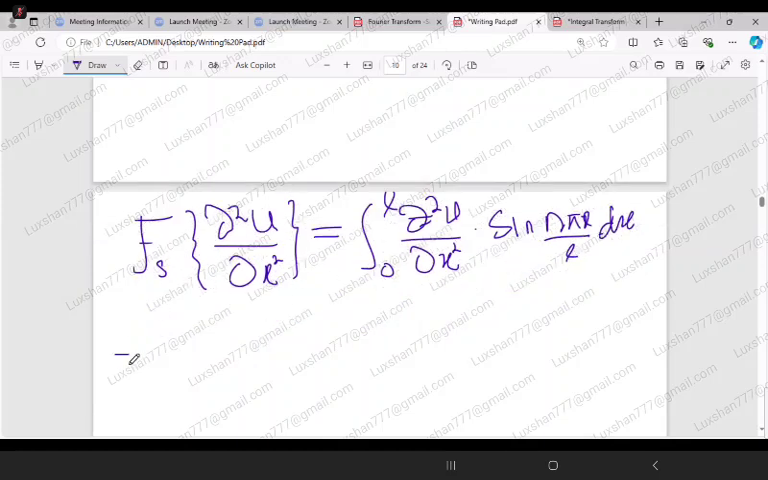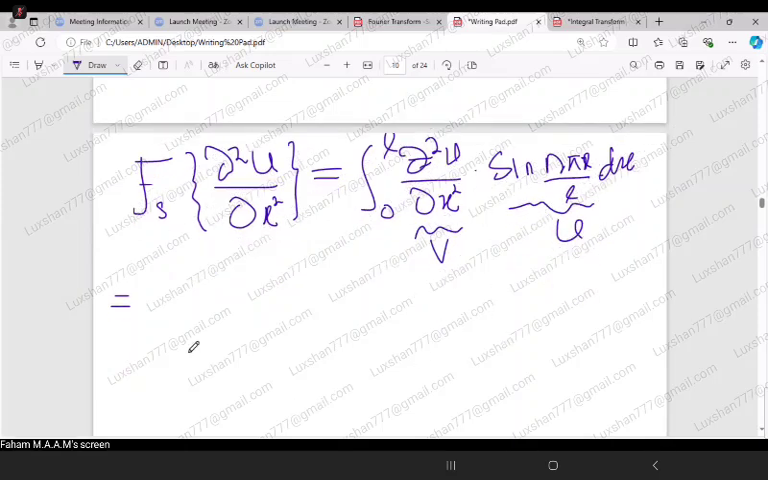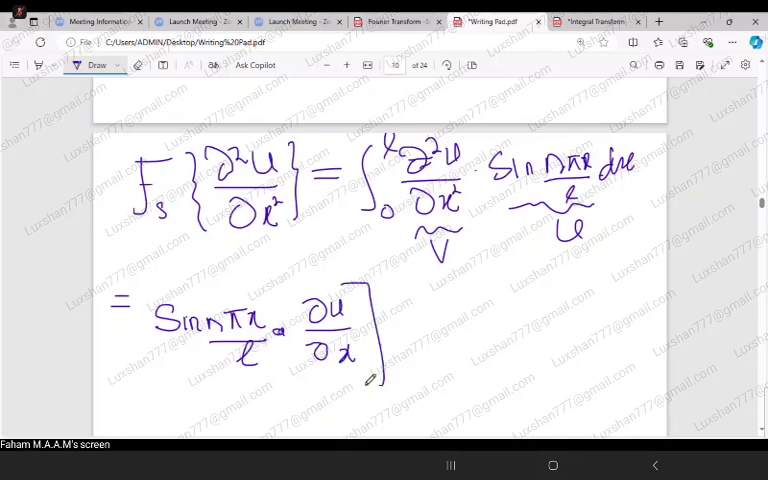Similarly, I am going to take this as my v function and this as my u function. The first function, like earlier, is sine(nπx/L), into the integration of this function. This is actually the second derivative, therefore we get the first derivative, that is ∂u/∂x.